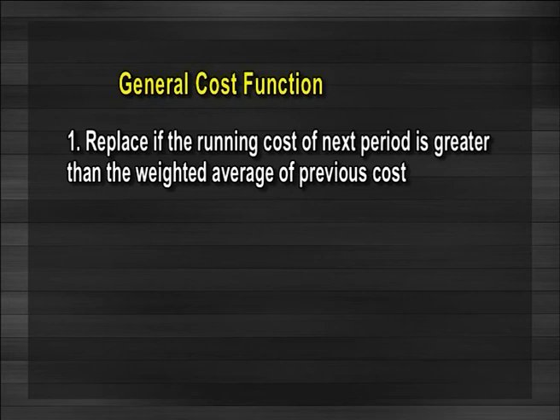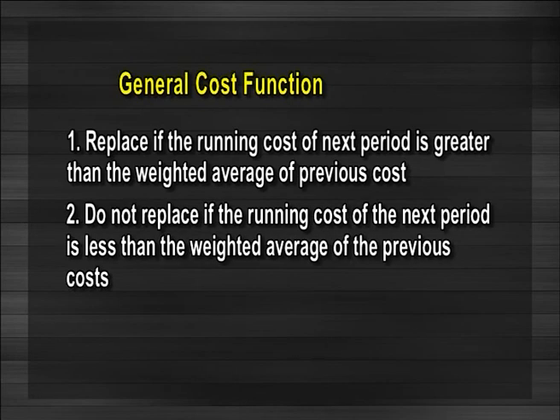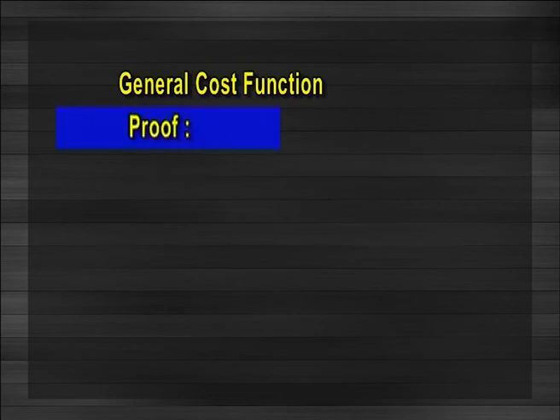Now next, coming to general cost function. If the maintenance cost increases with time and the money value decreases with constant rate, that is the depreciation value is given, its replacement policy would then be based on the following. Replace if the running cost of the next period is greater than the weighted average of previous cost. Do not replace if the running cost of the next period is less than the weighted average of the previous cost. Coming to the proof.